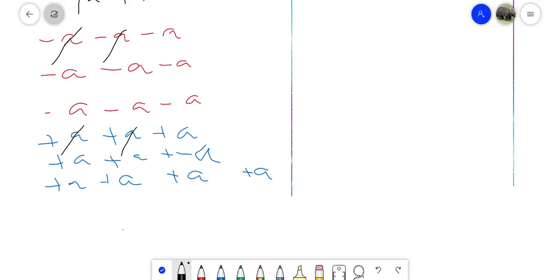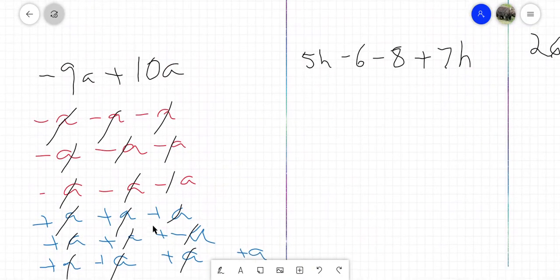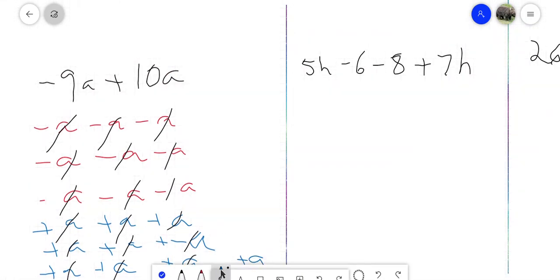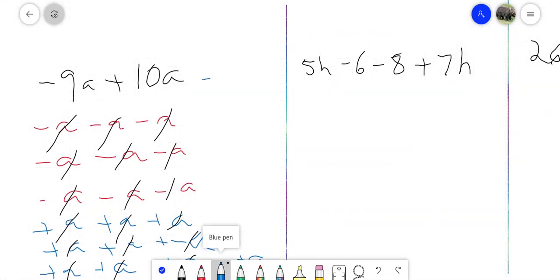Negative a, positive a. Negative a, positive a. Cross, cross, cross, cross. And I'm going to cancel all of these a's. But notice I have one positive a left over. So that would mean that negative 9a plus 10a is equal to positive 1a. Let's try another example.